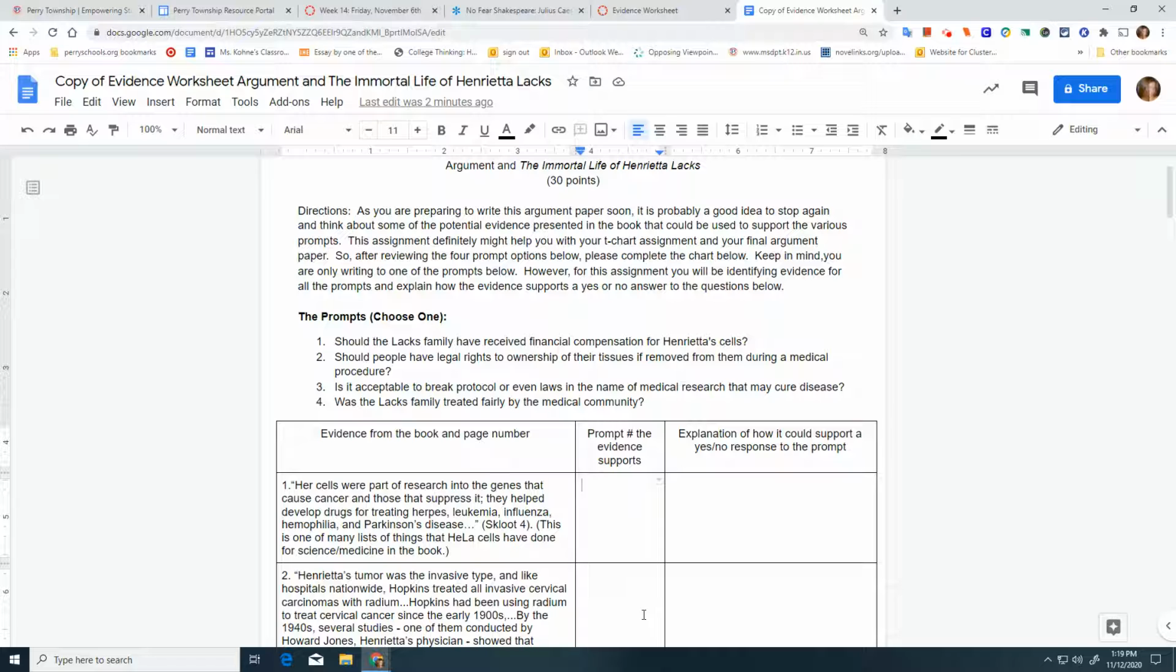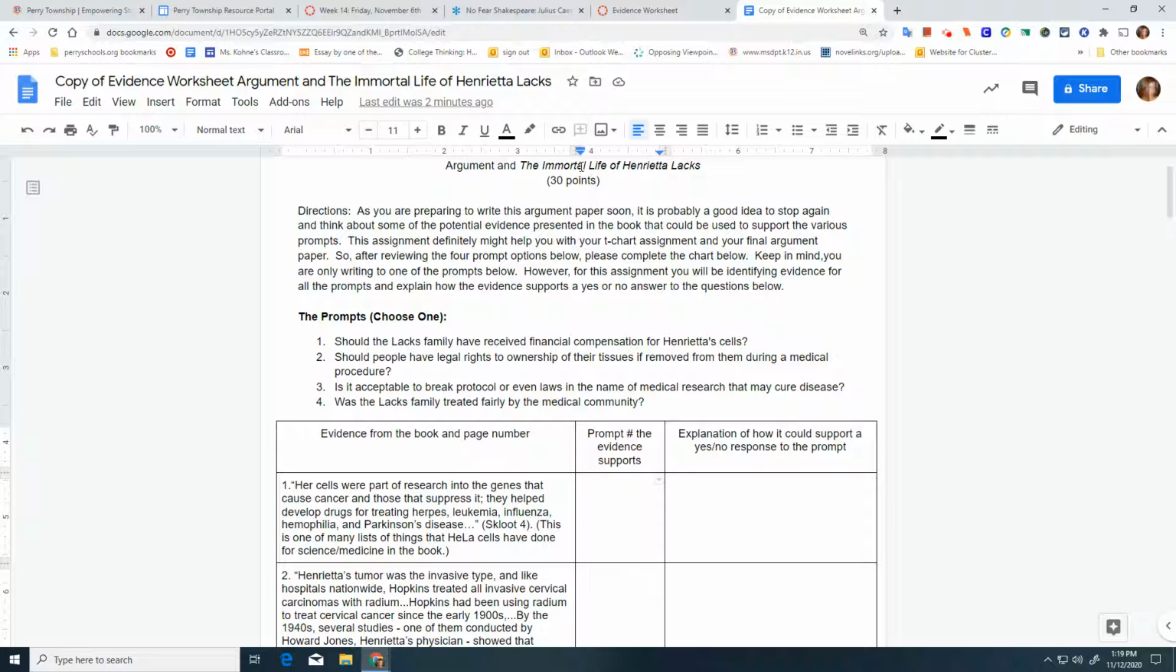Now, I realize some of this is extra work for you because eventually you're only going to be writing to one of these prompts starting next week. But certainly this assignment can help you. You can pick the evidence from this that goes with the prompt you're writing to. And for the T-chart assignment that will be due this Friday, the 20th of November, along with this worksheet, you can pick the evidence that goes with your prompt number and put it on your T-chart. So Ms. Cone is really helping you with two assignments here. Hint, hint.